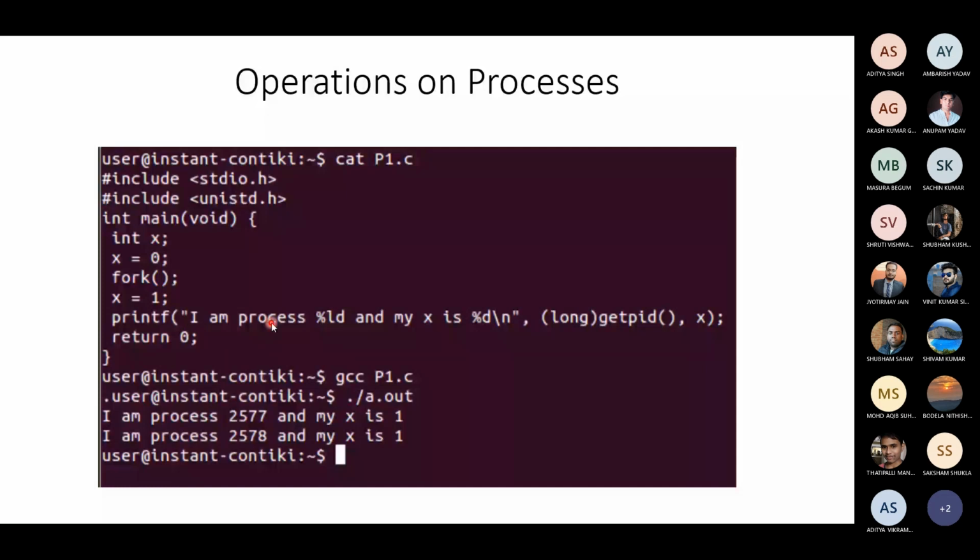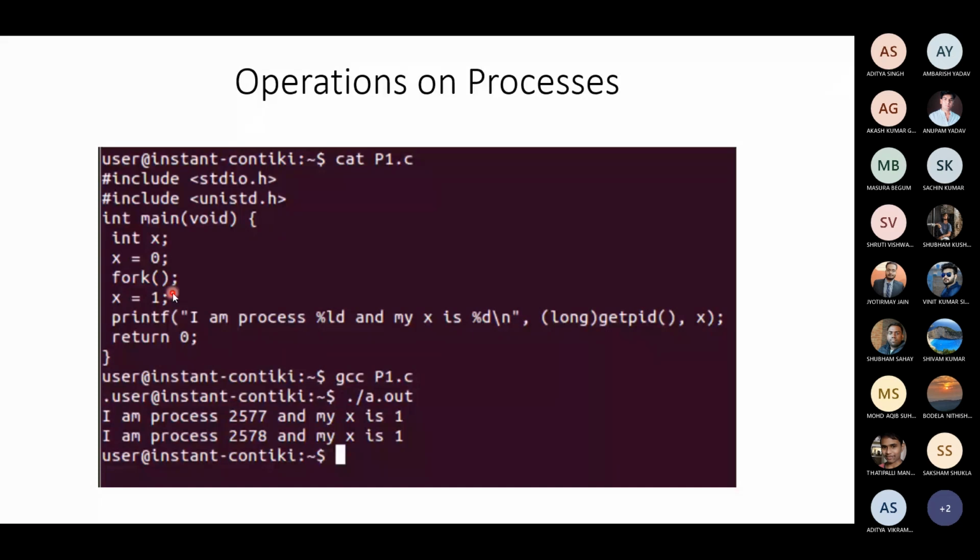When you execute, how many times should it print? Only once. But when I compile and execute it, you see this, I got two outputs. I am a process with a process ID and my value of x is 1. I'm a process with another ID, and my value of x is 1. This happened because the fork created and copied the same process. Whenever I write a fork, it will create a new process which is similar to its parent process.